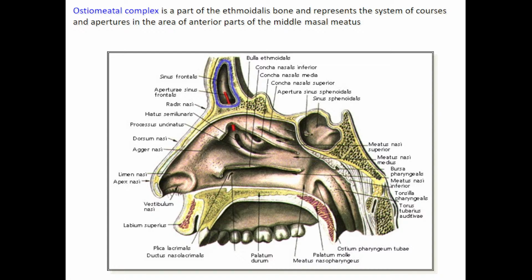This topic is not complete without understanding the term osteomeatal complex. The osteomeatal complex is a part of the ethmoid bone and represents the system of courses and apertures in the area of the anterior part of the middle nasal meatus. If we look at this picture, the structure of the osteomeatal complex is presented here.